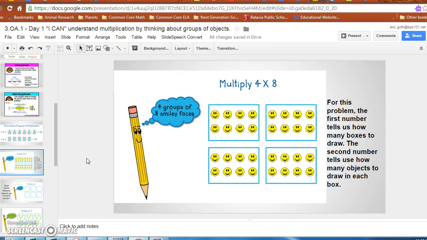Then I go over kind of a completed example. So for this problem, the first number tells us how many boxes to draw. The second number tells us how many objects to draw in each box. So in this case, I try to make the rule as simple as possible for them. So you have 4 boxes and 8 objects in each box.